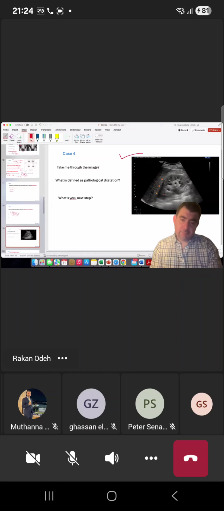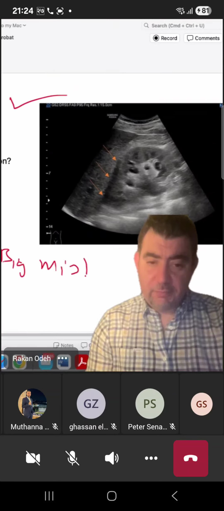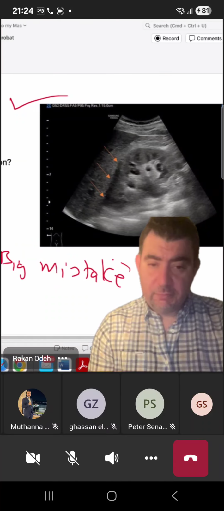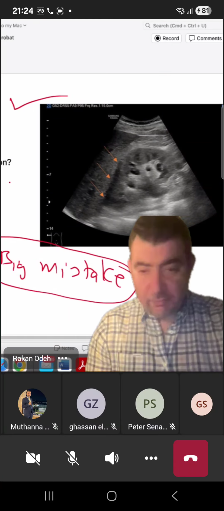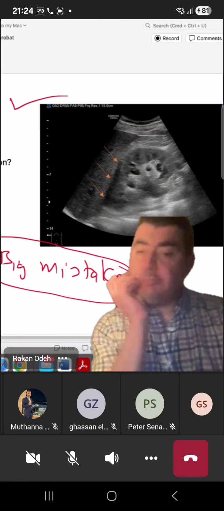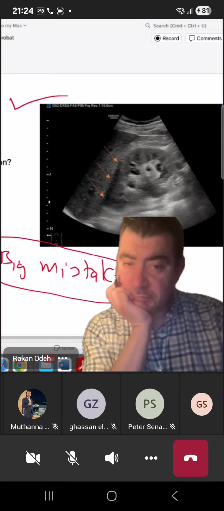There are also some hypoechoic areas inside the kidney itself, which may represent emphysematous pyelonephritis. But I need to see the whole picture and the whole images, sorry, to see the bladder, and also to talk to the radiologist regarding that.